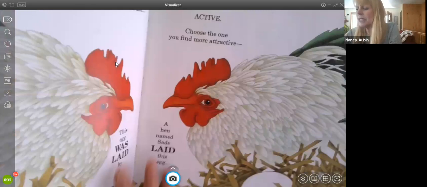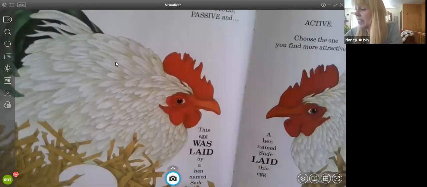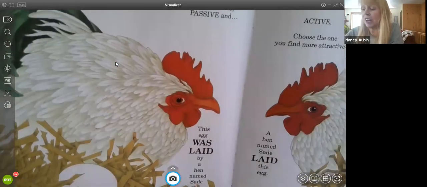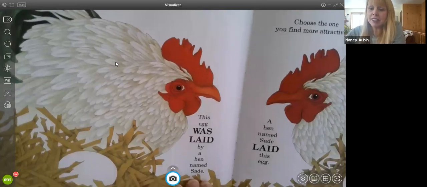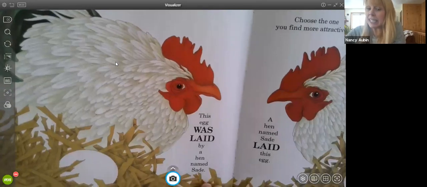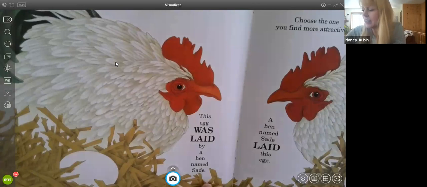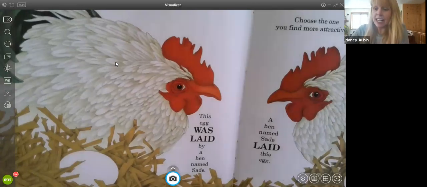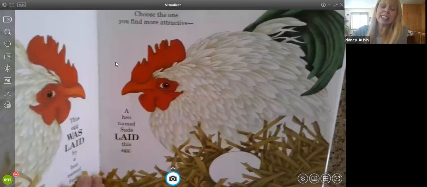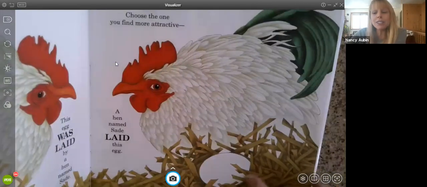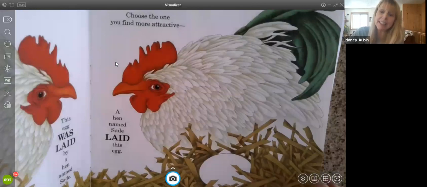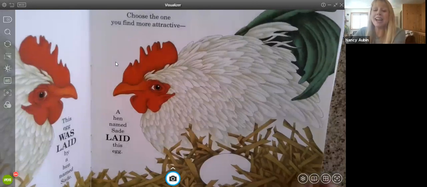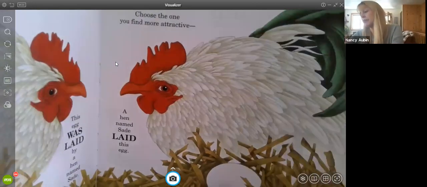Verbs have 2 voices, passive and active. Choose the one you find more attractive. This egg was laid, by a hen named Sade. A hen named Sade laid this egg. So you can say was laid or you can say laid. That shows the past. It already happened.